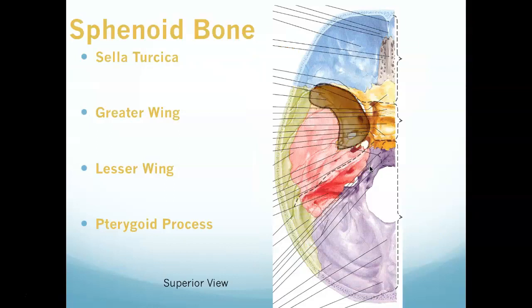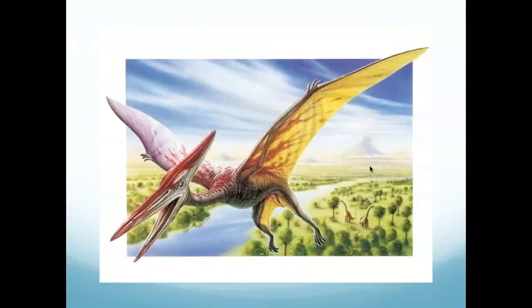Next we have our greater wing, and this is really the portion that makes it look like a butterfly or bat's wings. And this would be our lesser wing. If you see this in a skull, this greater wing actually sits down a little bit more inferior than the lesser wing. And the lesser wing is kind of a triangular portion of the sphenoid bone.